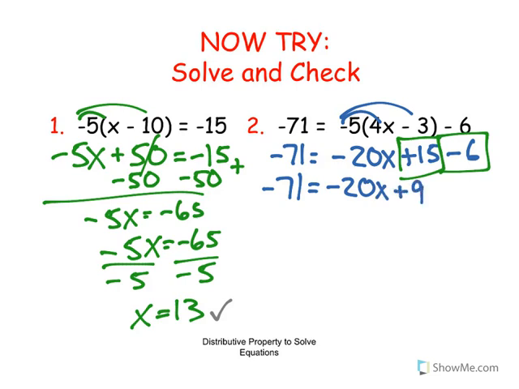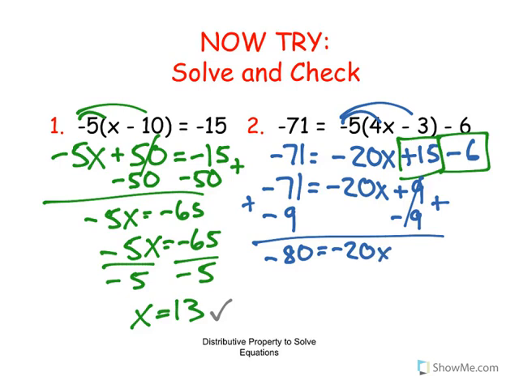I've got a two-step equation where I want to isolate negative 20x, so I need to eliminate my positive 9, so I add its opposite on both sides. So positive 9 plus negative 9 is 0, 71 plus negative 9 is negative 80, equals negative 20x. Divide both sides by negative 20, and we get x is equal to 4.